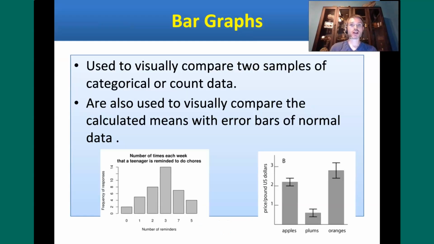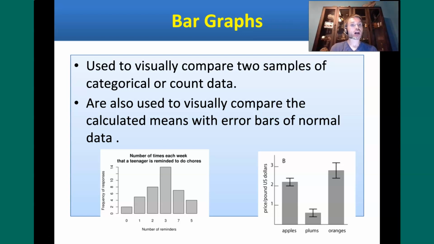So we talked about line graphs. Another type of graph is a bar graph. Bar graphs are useful because they are used to visually compare two samples of categories or count data. The other advantage of using a bar graph is it allows us to include some statistics. Some of these statistics include error bars and means. You'll notice there in the right hand corner I have error bars in my graph.